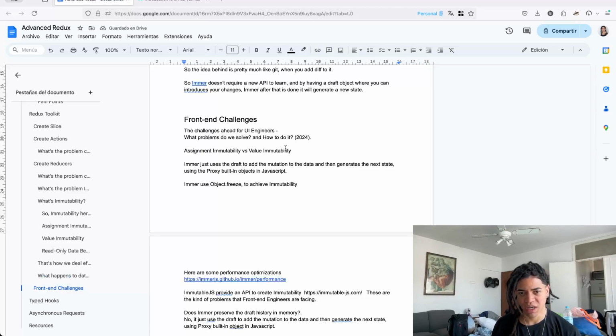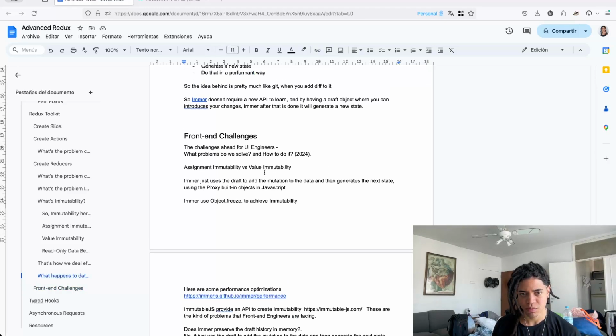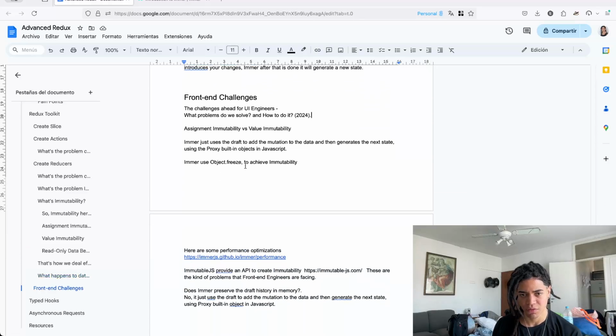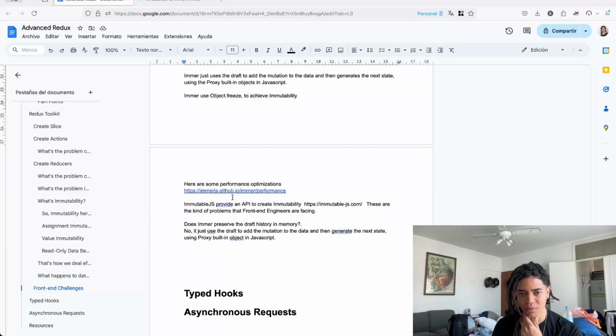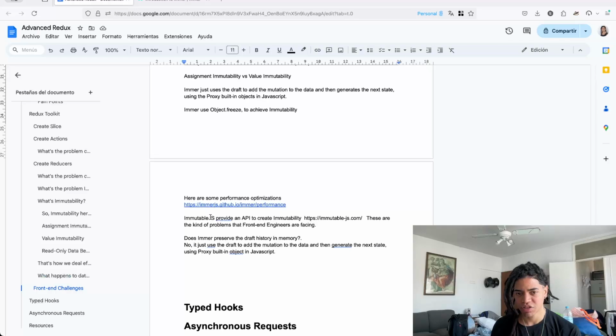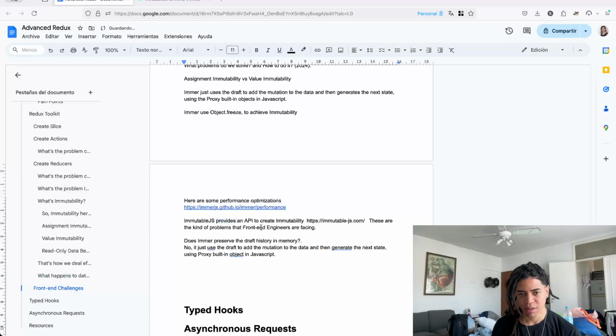Assignment immutability versus value immutability. I may use an object of free to achieve immutability, and here are some of the performance optimization. Immutable JS provides an API to create immutability.